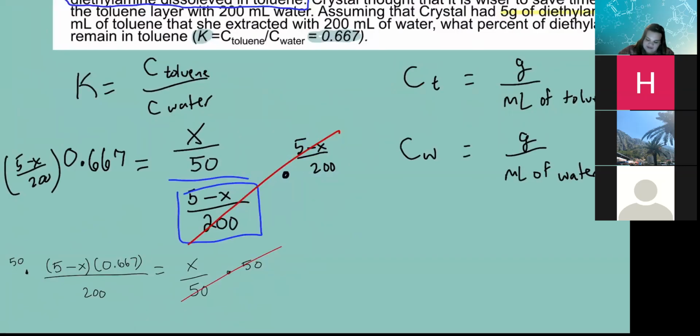So we're multiplying by 50. So what we're really doing is 50 divided by 200. If you do 50 divided by 200, you're going to get in your calculator most likely 0.25. Please do not mess it up because I did. What it really means is the big number stays on the bottom. So you're doing 5 minus x times 0.667 over 4. 0.25 in fraction is 1/4.